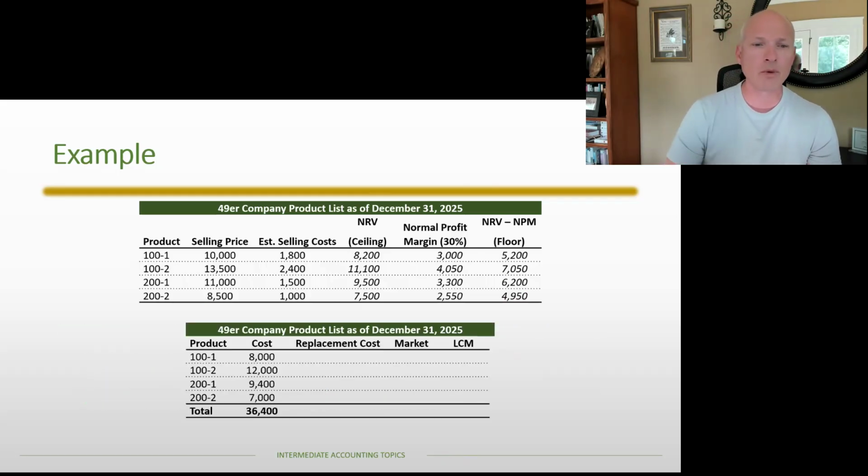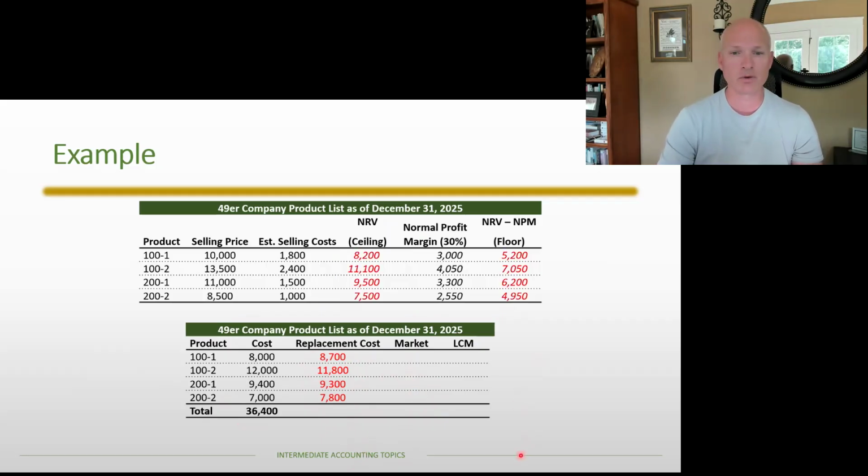Okay, so what do we have here? We have additional information. We have the four products, and we have the costs as they're reported on the balance sheet currently. We have the ceiling over here, and we have the floor over here, and then you'd have to be given the replacement cost for each. And I'm just going to give you that information. So the replacement cost for each item is listed here: 8,700, 11,800, 9,300, and 7,800. Now remember, the market default is the replacement cost, unless the replacement cost is more than the ceiling or less than the floor, then we would use the ceiling or the floor.